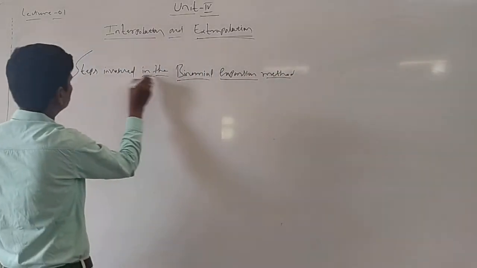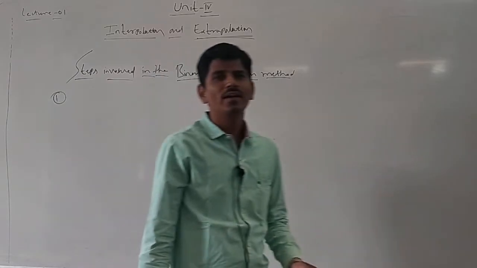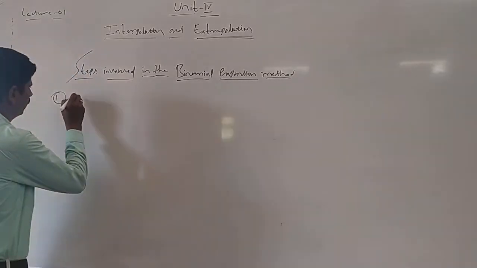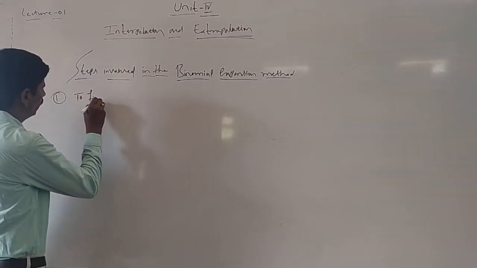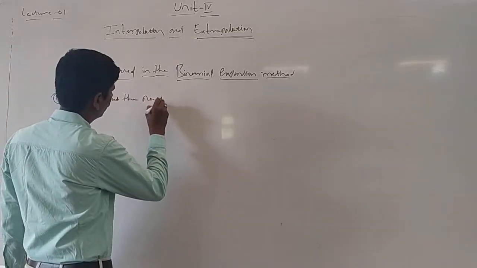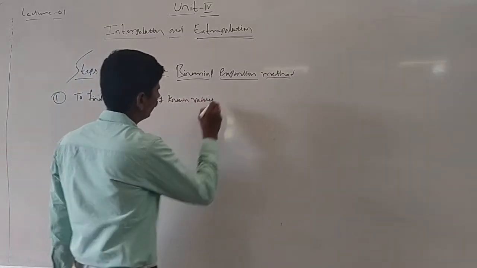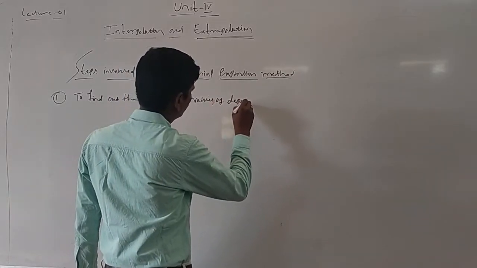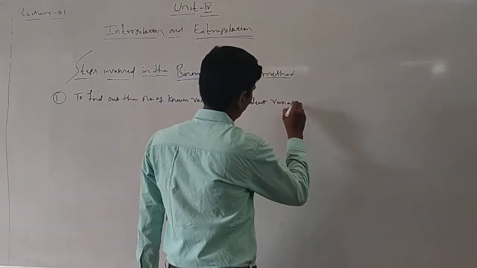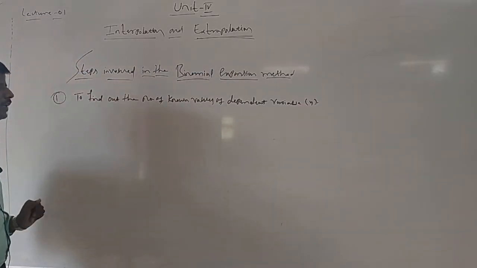In the binomial expansion method, the first step is to find out the number of known values of the dependent variable Y.